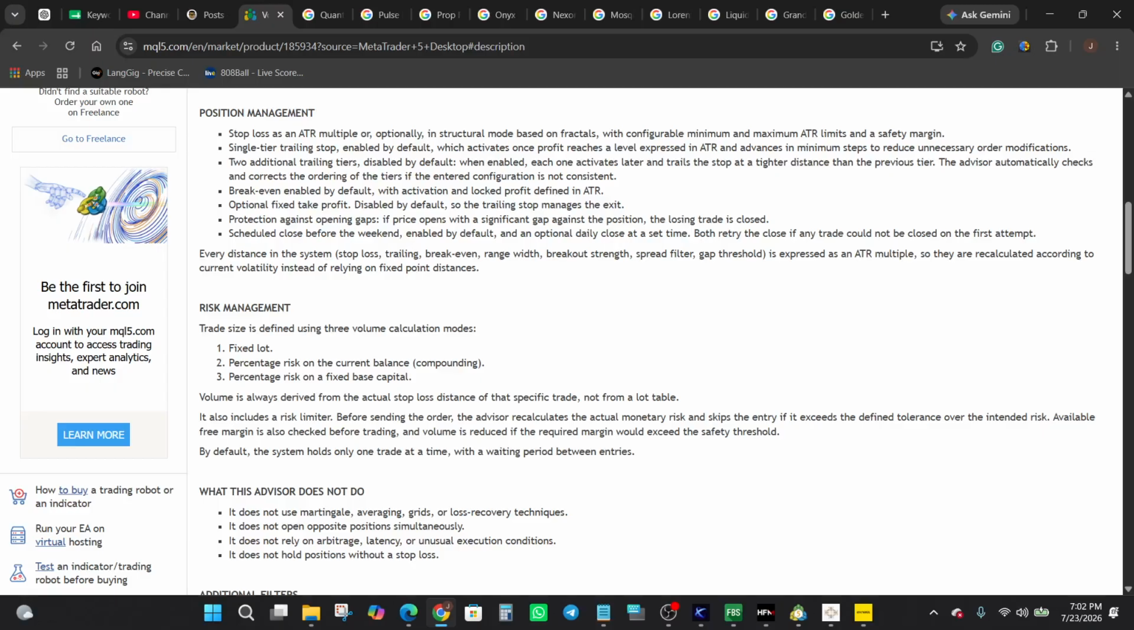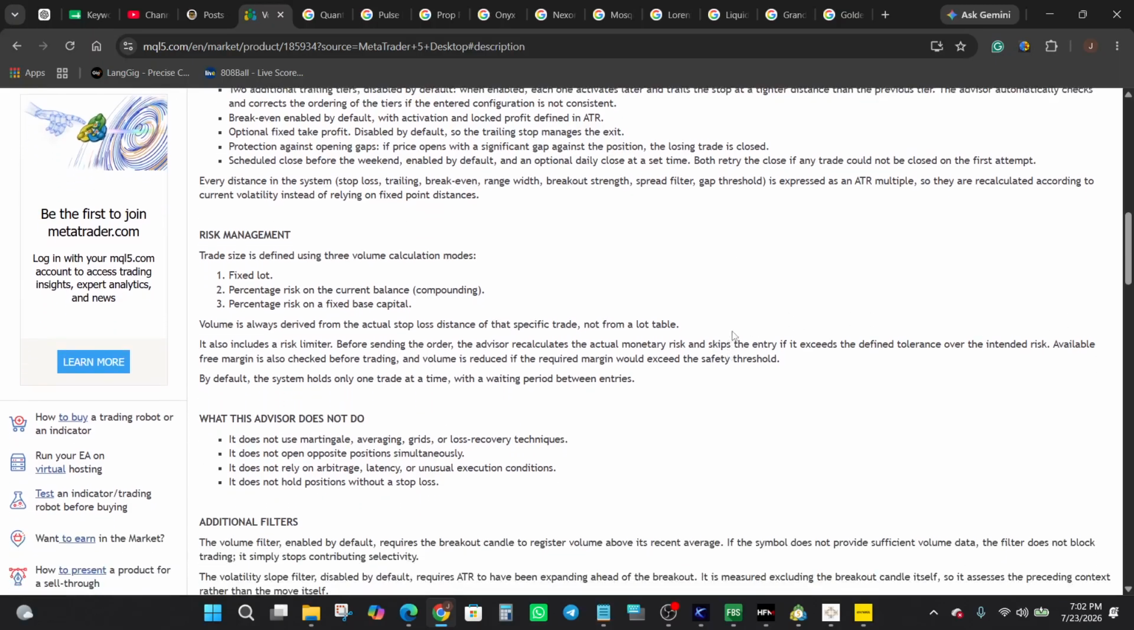Risk management is another area where the developer has included a considerable amount of flexibility. Traders can choose between fixed lot sizing, percentage risk based on the current account balance, or percentage risk based on a fixed capital amount. Before placing a trade, the EA also checks whether the calculated monetary risk remains within the predefined tolerance and verifies that sufficient free margin is available.